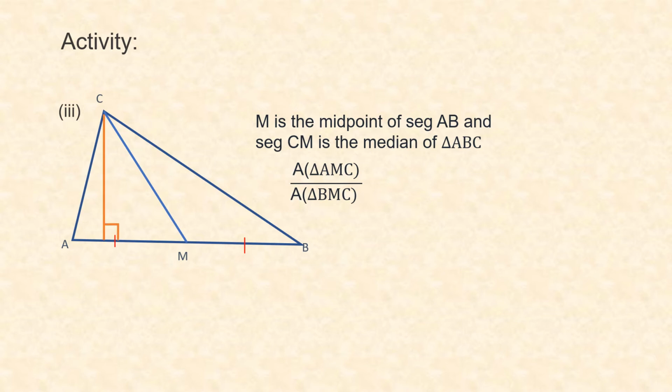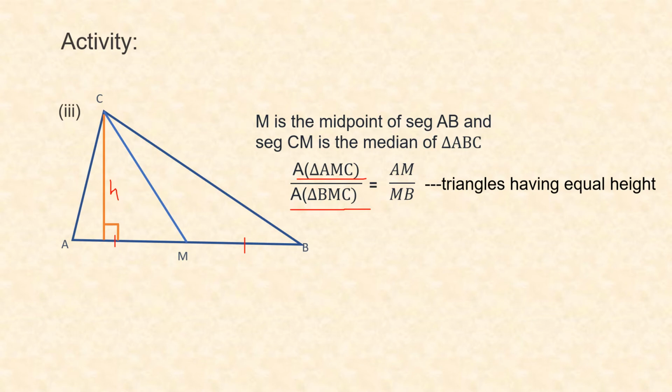This height is common for these two triangles because here AM and BM are on the same line and C is the common vertex. Therefore, this height is common for both the triangles. Therefore, ratio is AM upon BM. Triangles having equal height, therefore this ratio is equal to the ratio of their corresponding bases.